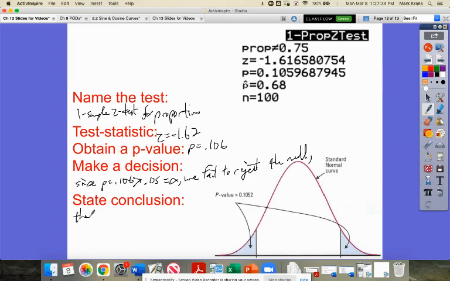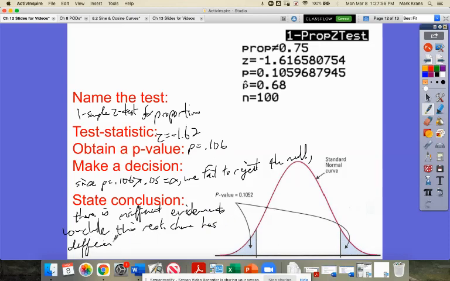And then there is insufficient evidence to conclude this restaurant chain has different than 75% stressed employees. Okay. So anyhow, make a decision, state the conclusion, and you are good to go. So that's the flow of a hypothesis test.